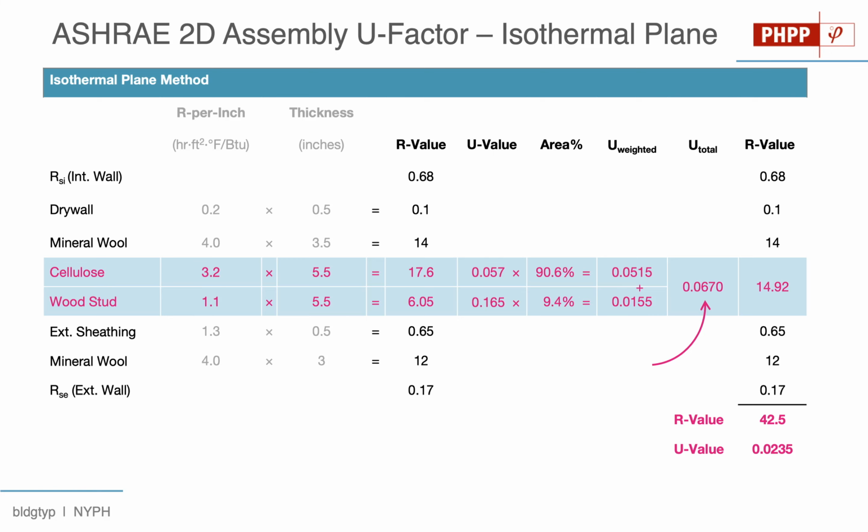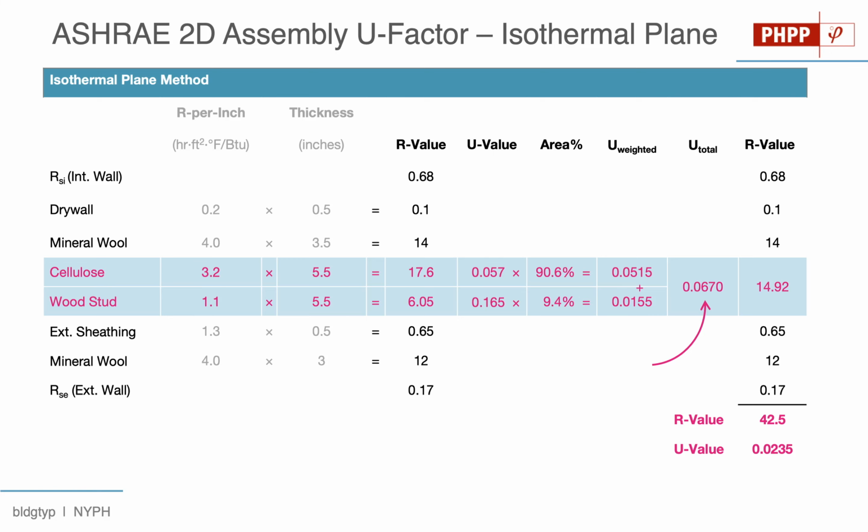So notice it's very similar to the math that we did in the parallel path method. We're going to calculate a U value. We're going to apply an area weighting percentage. We're going to calculate a weighted U value. The distinction here is that we're going to do it just for the heterogeneous or mixed layer, isolate it all on its own. We're going to come up with a total resistance for that layer all on its own, and then fold it back in to the total assembly at the very end.